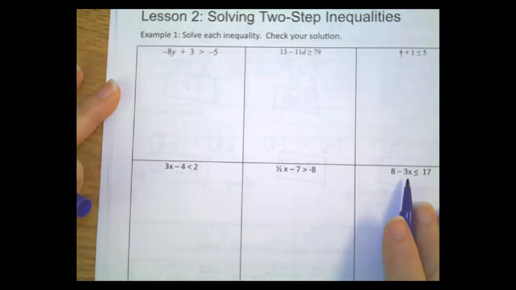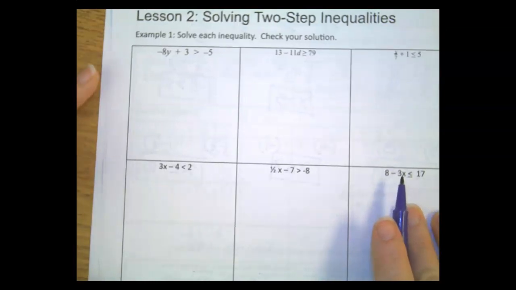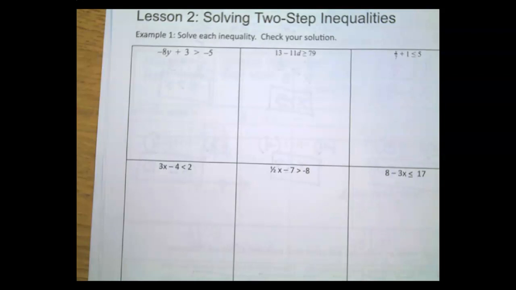So you can see where we have these negative coefficients, and they're kind of worked in here. So that's the only kicker here. Otherwise, you're just solving these as a regular two-step equation.